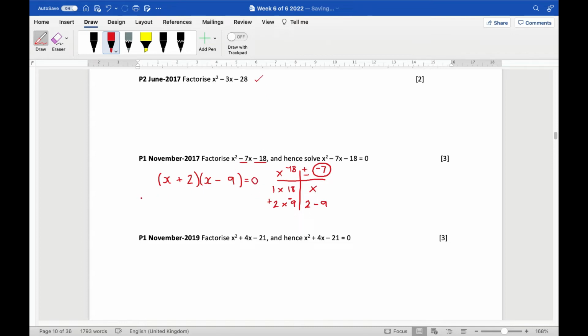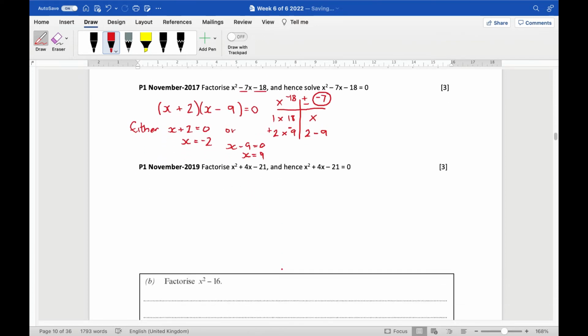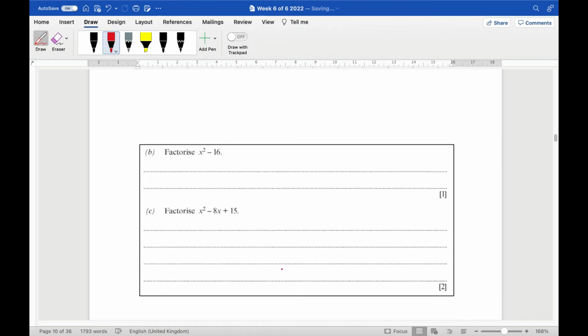But in this question, we have to say no, right. Either x plus 2 equals 0, so x equals minus 2, or x minus 9 equals 0, so x equals 9. Okay, fab. You could try the next one there. So that's a type of factorising, which you can also try there.